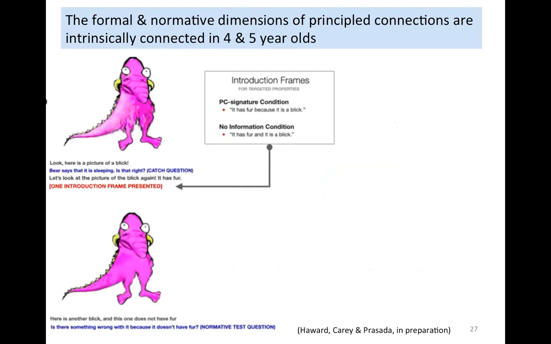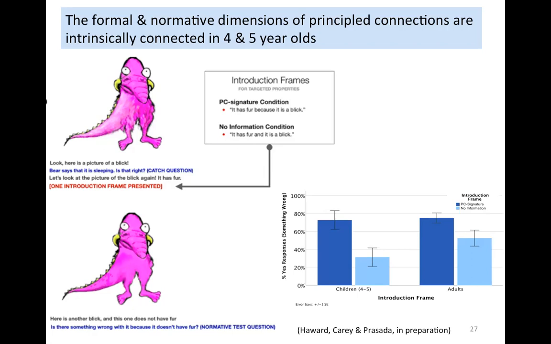So the experiment was similar to the previous one, though simplified, so that it could be done with 4 and 5-year-olds. Participants are taught about the novel kind using a signature of principal connections, such as it has fur because it is a blick, or given no information about the connection type. It has fur and it is a blick. And what you can see is that both 4 and 5-year-olds as well as adults inferred that there's something wrong with a blick if it doesn't have fur, if they were taught in the principal connection signature condition, but not in the no information condition.